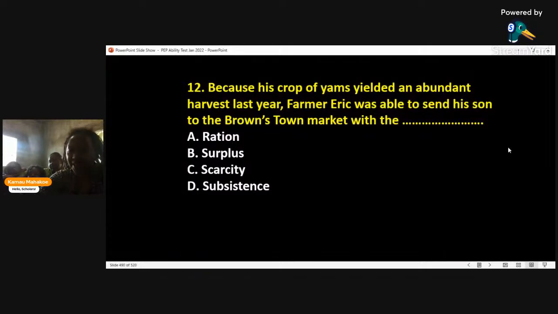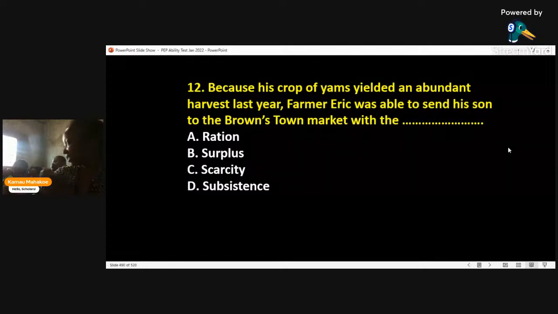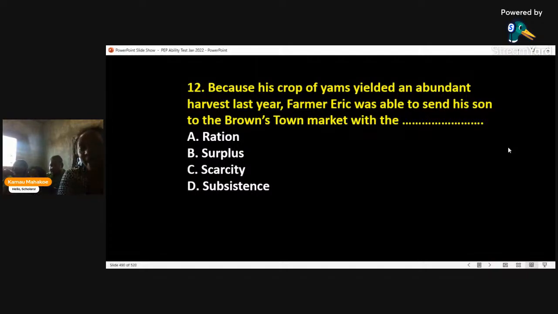Because this crop of yams yielded an abundant harvest last year, Farmer Eric was able to send his son to the Brownstone market with the ration. What does ration mean? Anybody knows ration? So ration is like when everybody has something to share out and everybody gets a fixed amount and they can't get no more. So like if there's a famine and you get 10 loaves of bread, and the person said each house must get just one loaf of bread. That's a ration. So because this crop of yams yielded an abundant harvest, abundant means plentiful. So he had an abundant harvest.